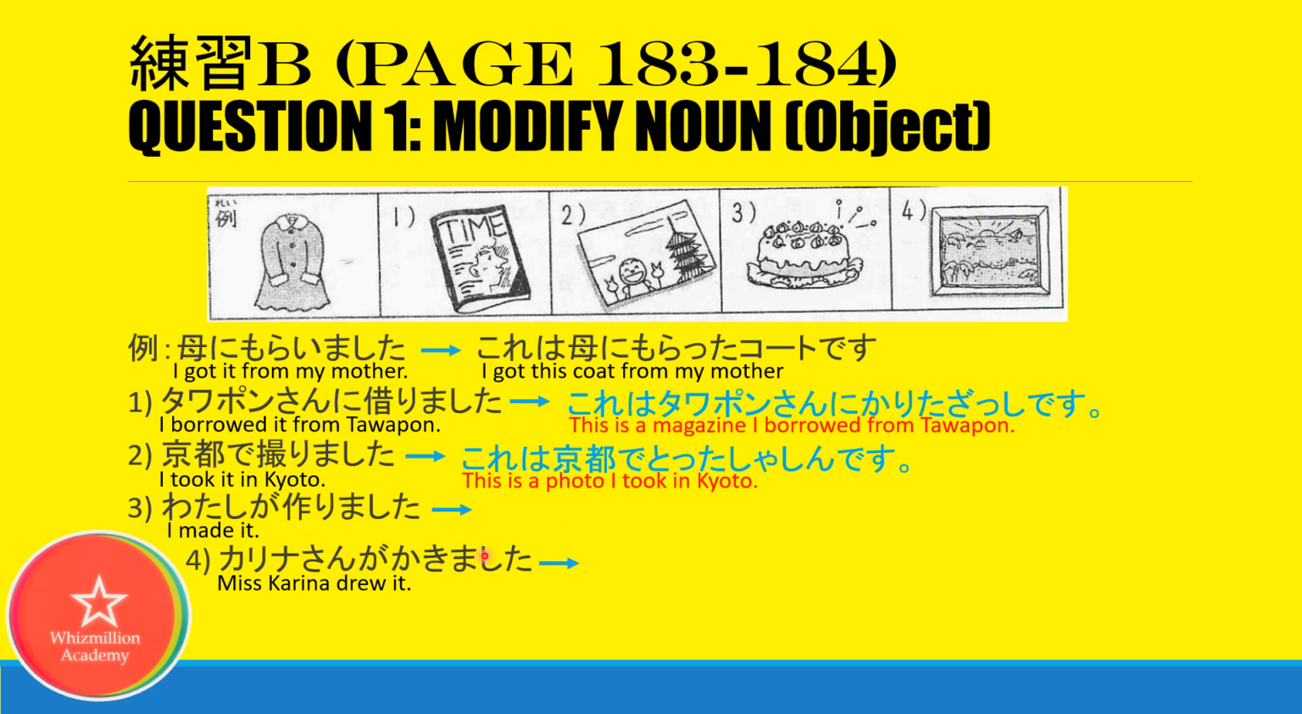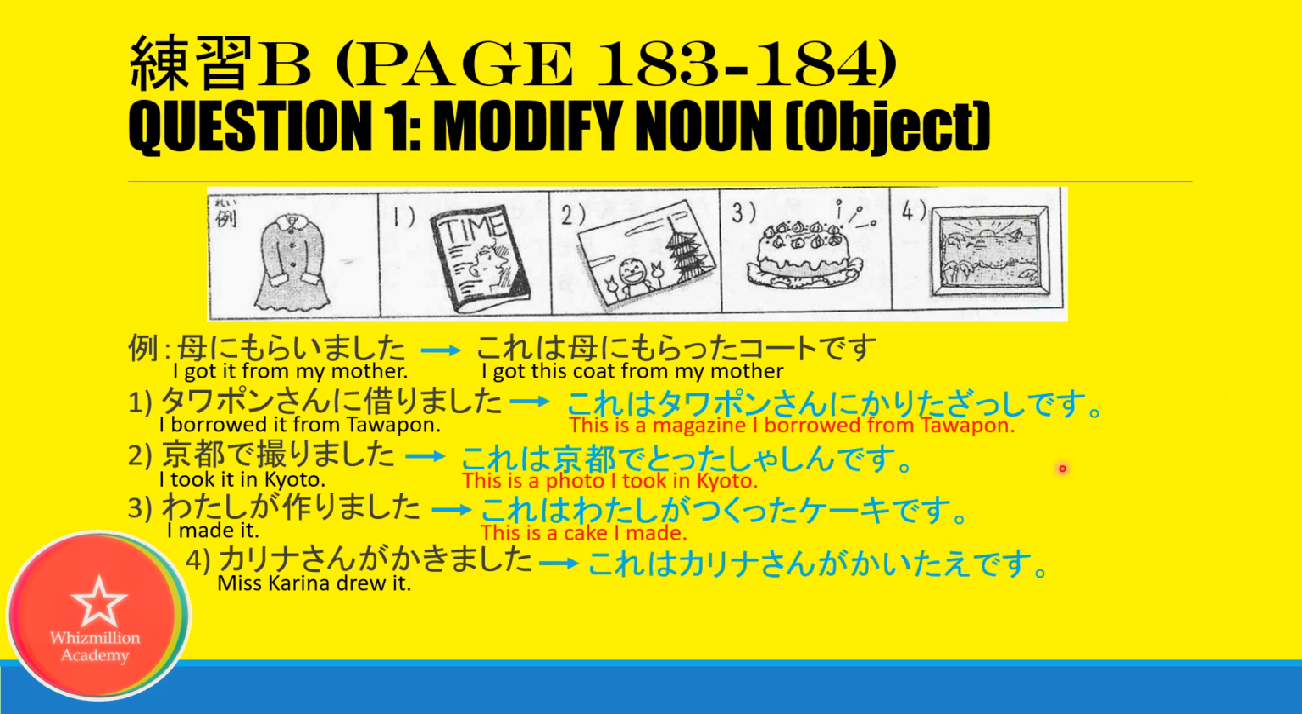Question number 3. Watashi ga tsukurimashita. I made it. And the image is a cake. So kore wa watashi ga tsukutta keiki desu. This is a cake I made. Question number 4. Karina-san ga kakimashita. Miss Karina drew it, and the picture is of an e, a drawing. So kore wa Karina-san ga kaita e desu. This is a picture drawn by Miss Karina.